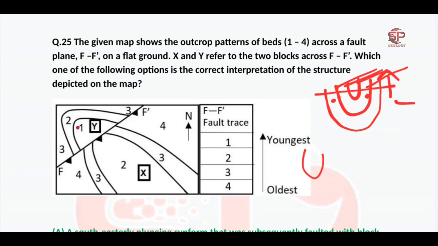So this is a fault. So in this part you'll find beds 1, 2, 3, all beds. But in this part, the top bed, that is 1, is absent. So the bed which was at the top surface is absent, that means this part has undergone erosion. So if this part has undergone erosion, in case of a faulted terrain, which part undergoes erosion? The upthrown side, because it will be uplifted. So suppose you see in a faulted terrain, we always see the upthrown part always gets eroded.